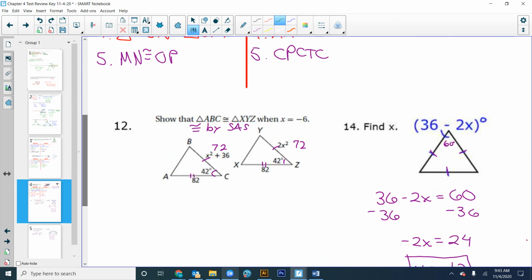All right, number 12. When I said show that the triangles are congruent, you had to plug in -6. So (-6) squared plus 36. When you plug in (-6) squared, are you getting positive 36? Be careful, make sure you're putting parentheses around it. And 36 plus 36 is 72. And this side over here was also 72. So these are the pair of sides congruent. We already know 42 and 42 are congruent, and we already know 82 and 82 are congruent. So these triangles are congruent by SAS.